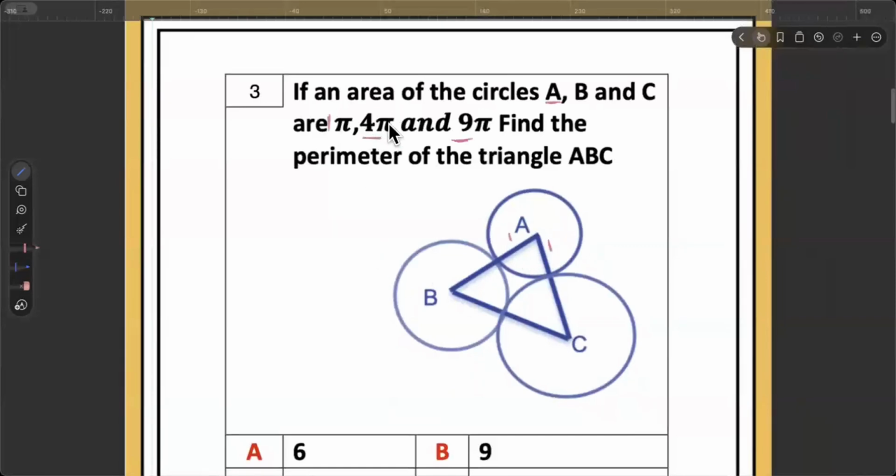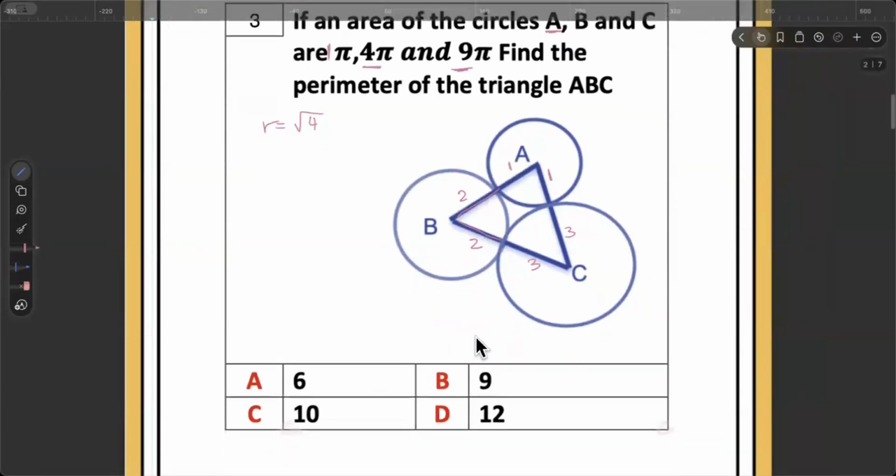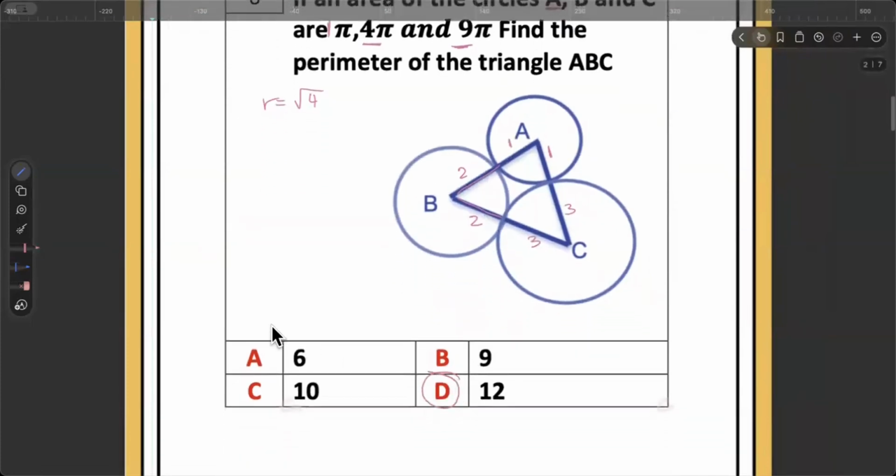Also for circle B, we have 4 pi. We can take the square root of 4 to find the radius length. It will be 2, and right here 2. This is a radius and this is a radius, 2 radii on the same circle. For the last circle, we have 9 pi, so this length also equals 3, and the other 3, because you know that the square root of 9 equals 3. To find the perimeter, we will find the sum of the lengths of all of its sides, so it will be 3 plus 4 plus 5, which equals 12, so the answer is D.